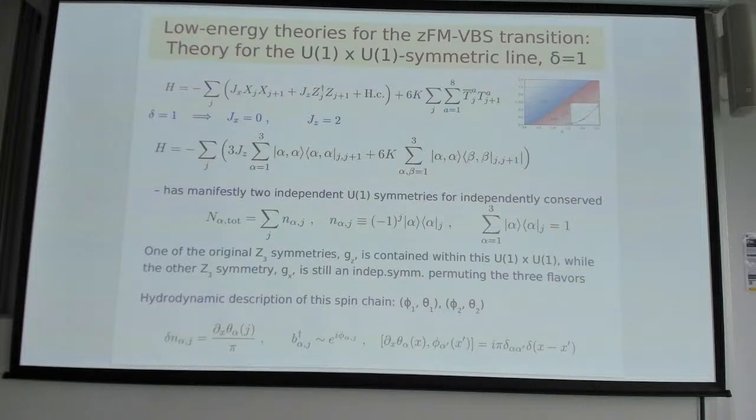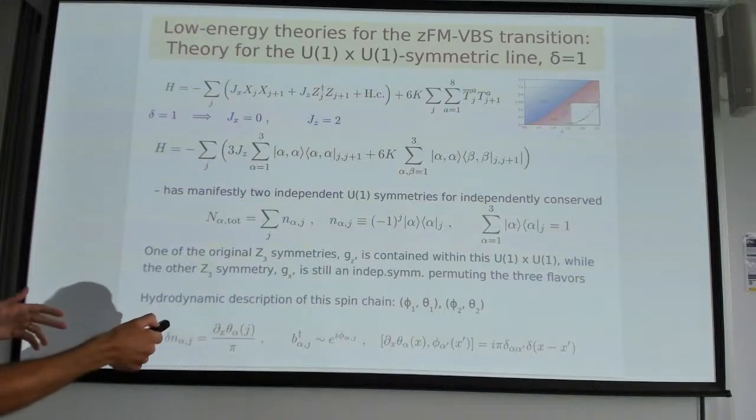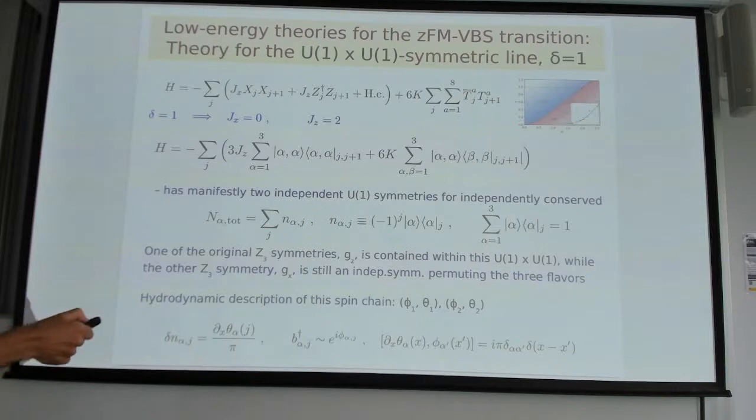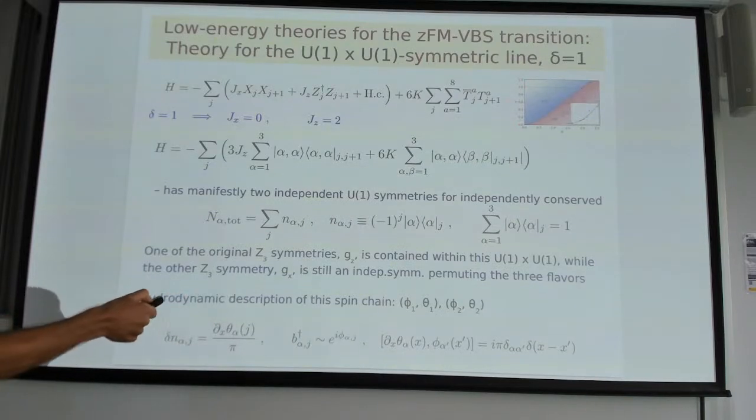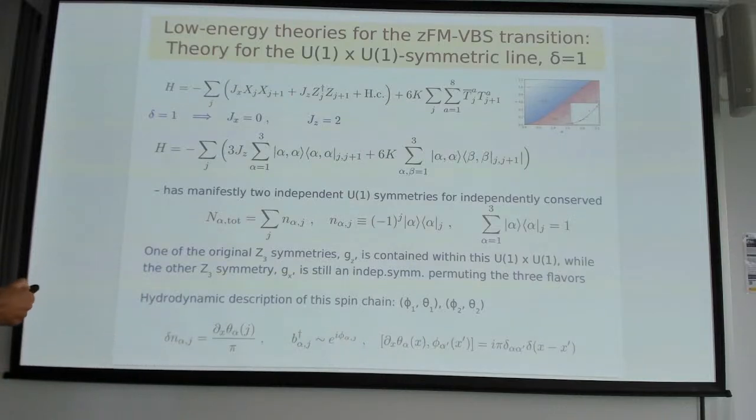Now, another starting point for possible analysis: it turns out that if we take Gx equal to 0, so we invert variables on this phase diagram, delta is equal to 1. Then actually this is diagonal in your basis. This is SU3 symmetric.